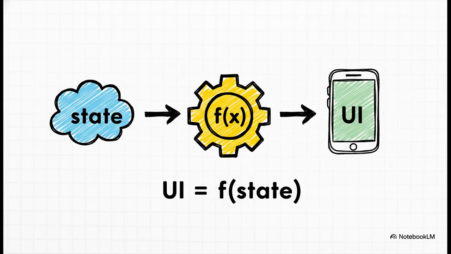This brings us to the absolute core principle of React, and you can boil it all down to this beautiful little equation. UI equals a function of state. Your user interface is just a reflection of its data, what we call state. So if the data changes, like you get a new message, the UI just automatically reflects that change. That's it. That's the whole idea.